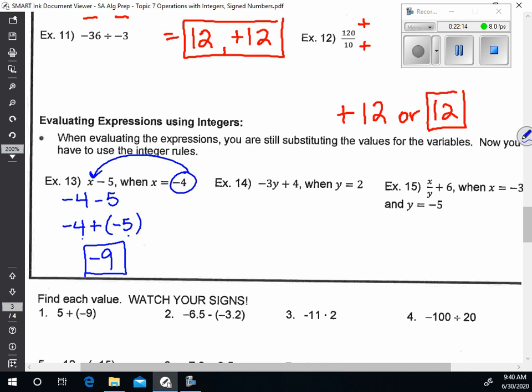Example 14. Negative 3y plus 4 when y is equal to 2. Take 2, plug it in. So that gives you negative 3 times 2 plus 4. Again, working from left to right. Negative 3 times 2 is negative 6. Negative 6 plus 4 is negative 2.